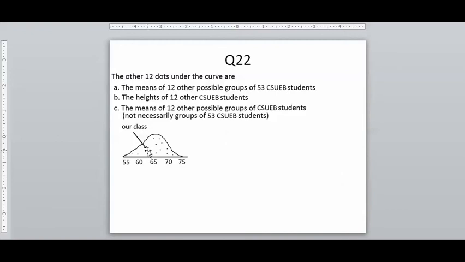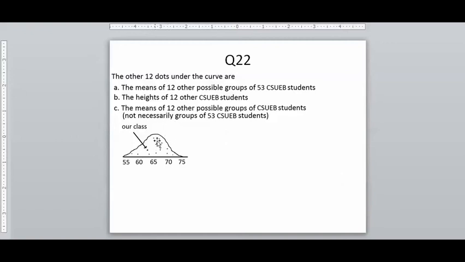So I'm taking a sample of 53 people from the Cal State population, and I'm recording their heights. We're saying that our class is one possible sample that I could get, and the mean of our class is right there. We're imagining that our class has a sample mean of about 62. The average height of our class is about 62 right here.